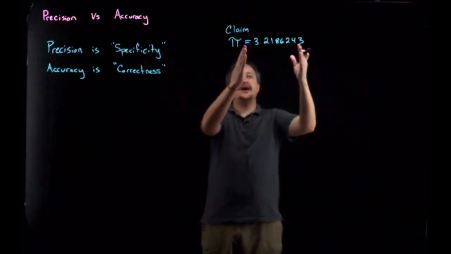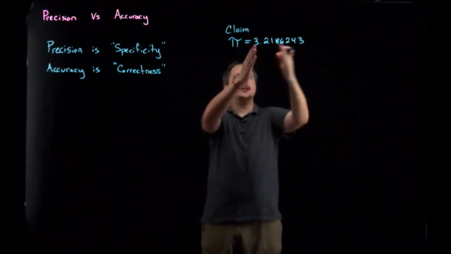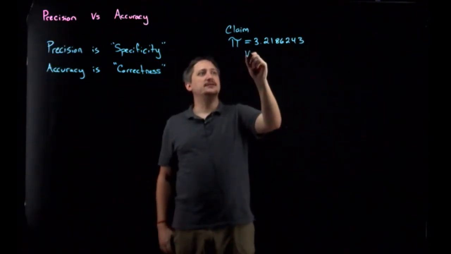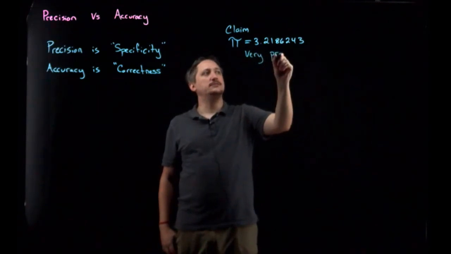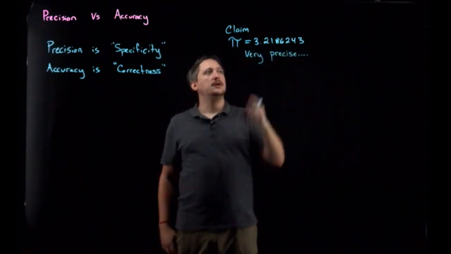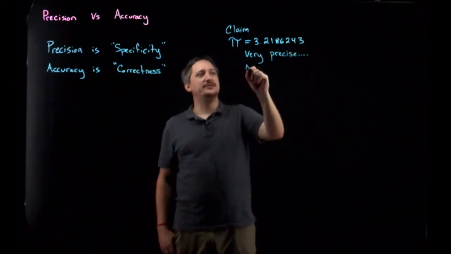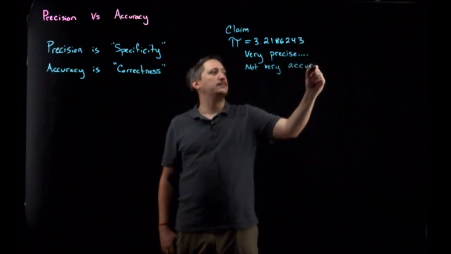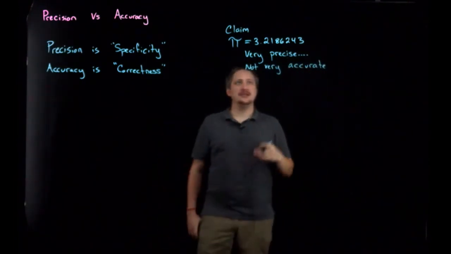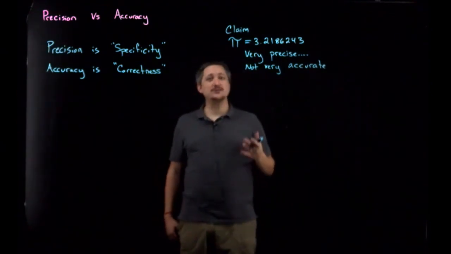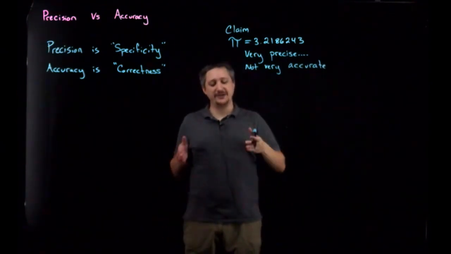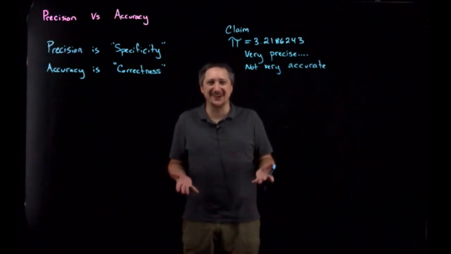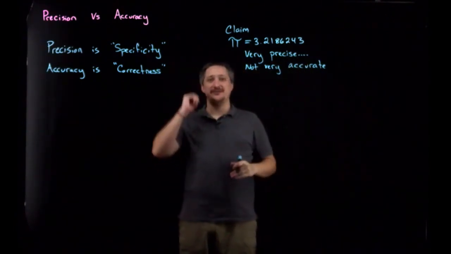Now, what I've done here is I've given a lot of significant figures, or a way of thinking of it is I've given a lot of decimal places worth of information. So this is very precise. However, this is not very accurate. I've given you a lot of specific information, a lot of decimal digits in my claim. I was very specific about the value I think pi is. I'm just wrong, right? So it's not accurate, but it is precise.